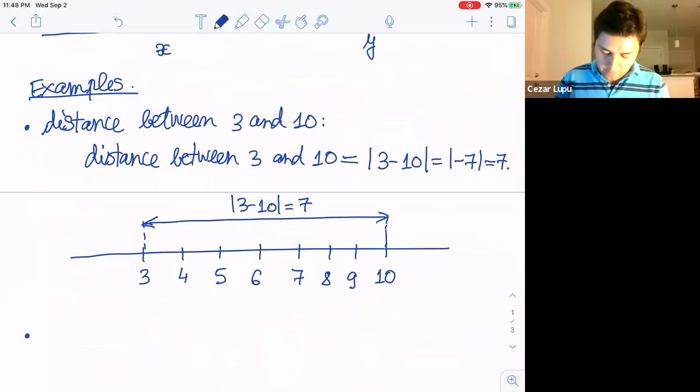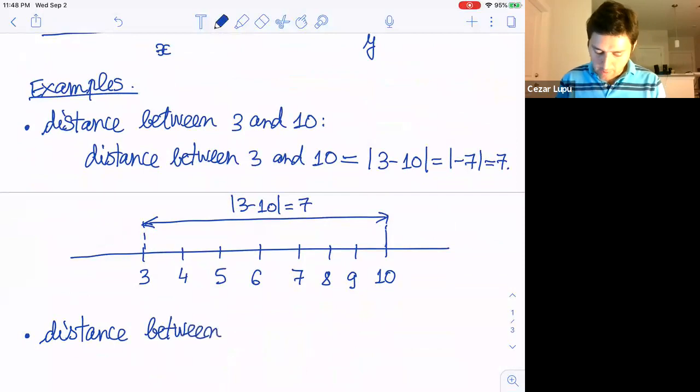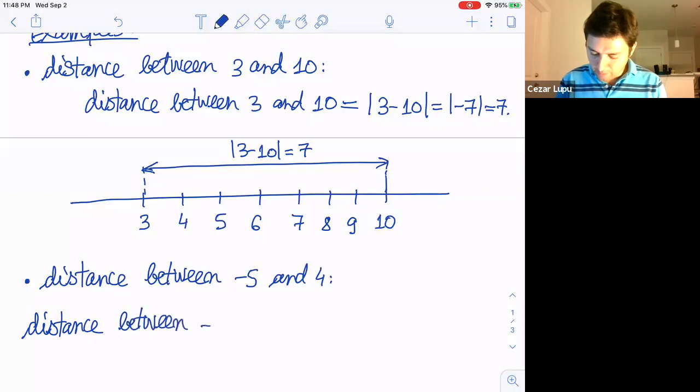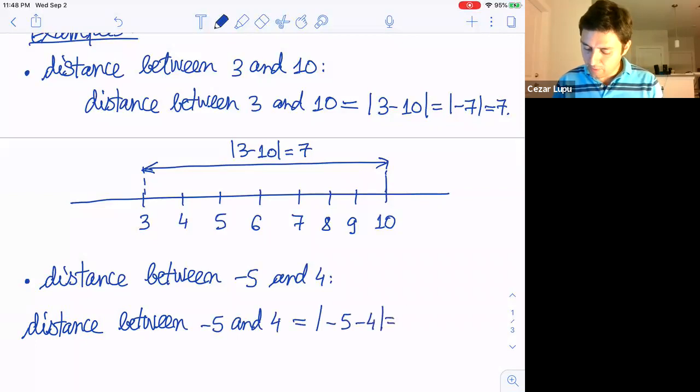Let me give you another example. Let's say the distance between, let's say, negative 5 and 4, right? Well, the distance between these two, so the distance between negative 5 and 4, is nothing else than just the absolute value of negative 5 minus 4. And this is negative 9, which will be 9.